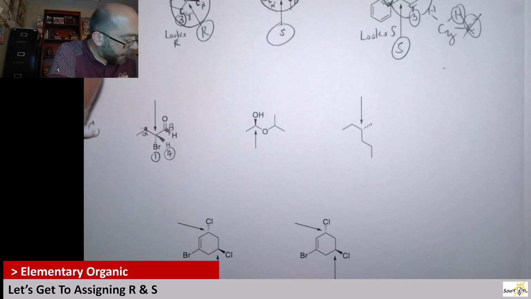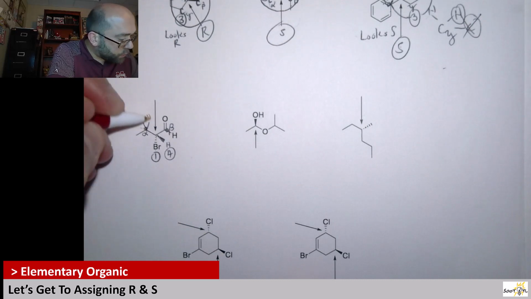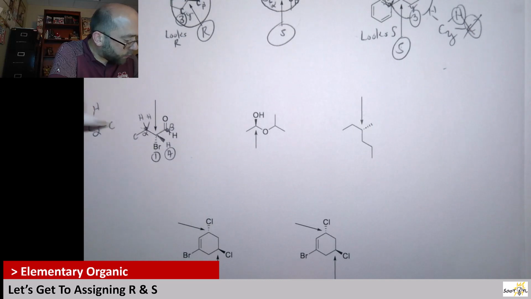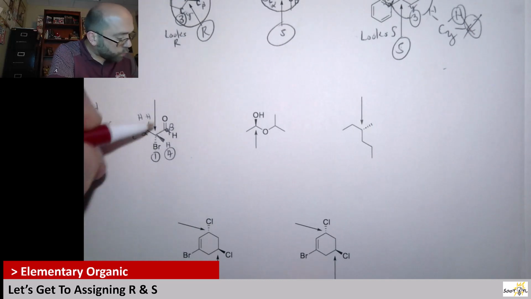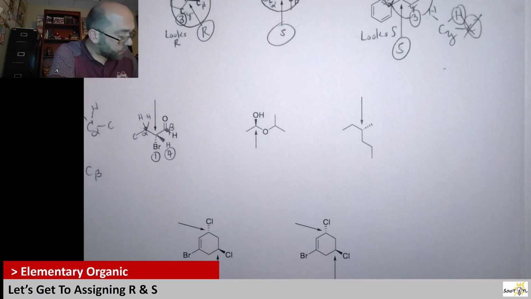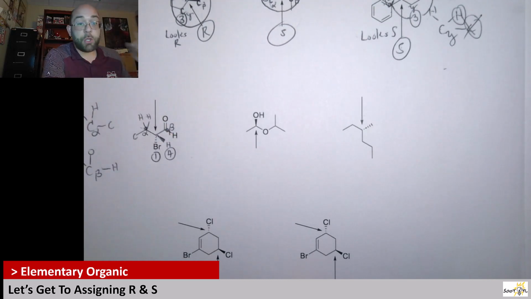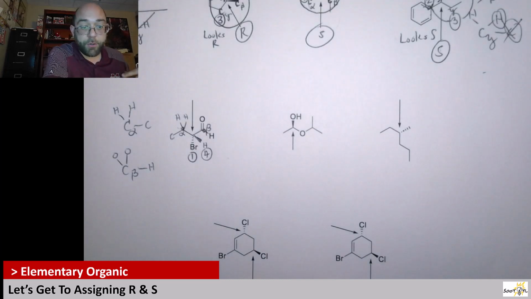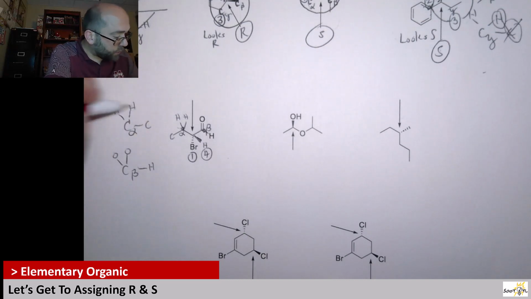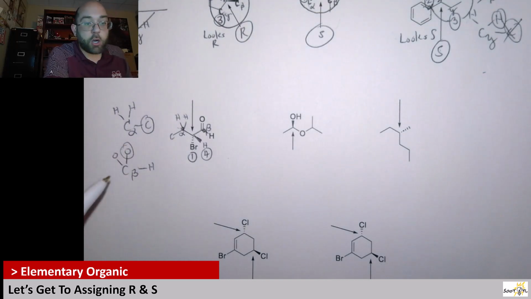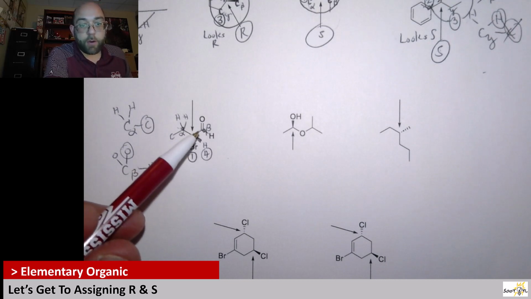Here, carbon alpha has 2 hydrogens and a carbon. Carbon beta has what? It's double bonded to an oxygen, so I'd write that as 2 oxygens, and then it's got 1 hydrogen. So when you look at carbon alpha and beta, you compare the larger atomic number thing. The largest on this one would be carbon, the largest on this one would be oxygen. So based off that, carbon beta wins the priority match between these two.